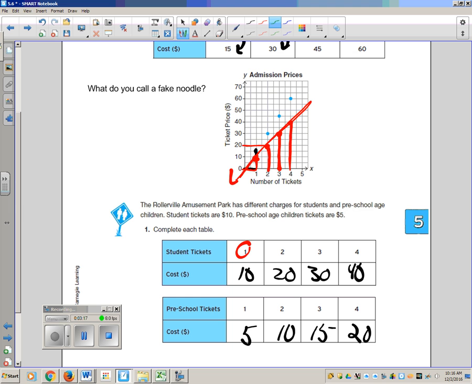I'm going to use a different color. Let's graph the preschool. 1 is 5. 2 is 10. 3 is 15. And 4 is 20. This graph, a little cheaper. Here's the adult cost up here. So you have 3 different graphs all on the same grid.